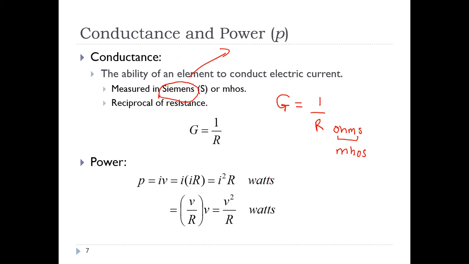And for the case of power, previously from chapter 1 you have P equals IV. According to Ohm's law, V equals IR. Therefore you have P equals I squared R, or if I equals V over R, then you have V squared over R, and the unit for power is watts.